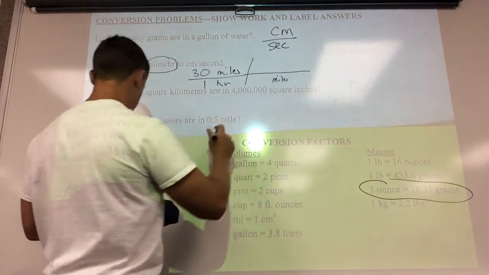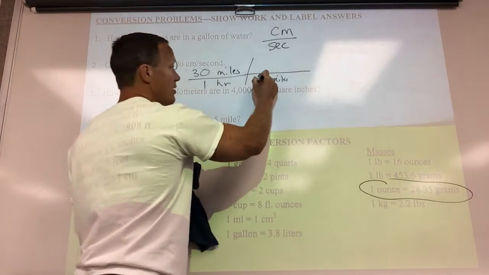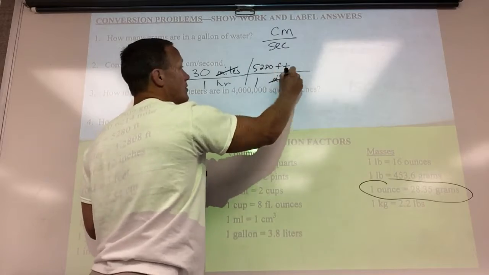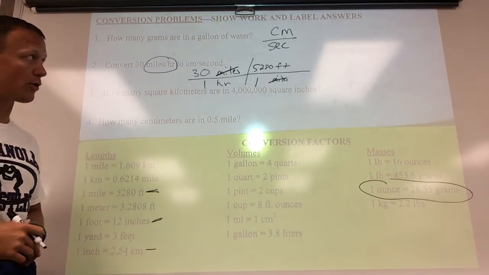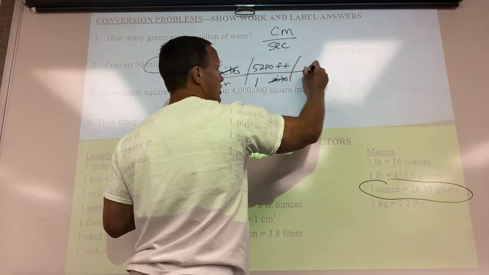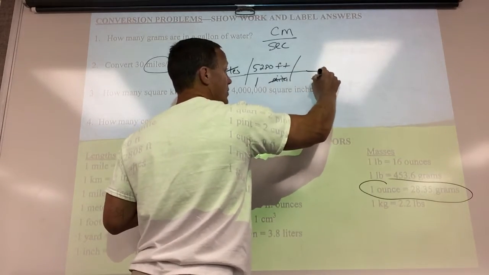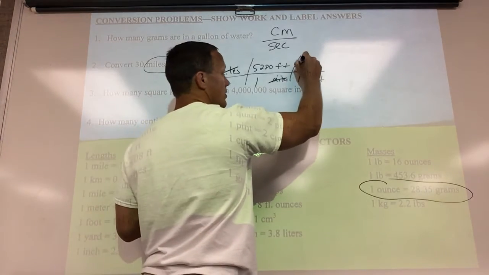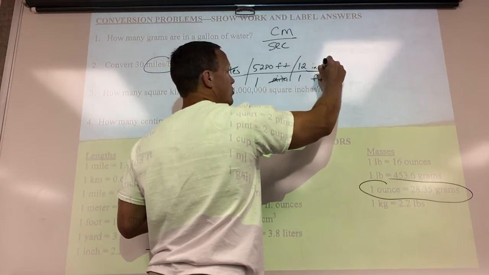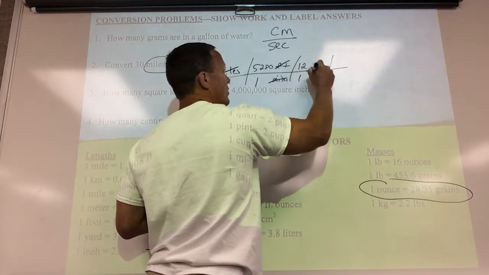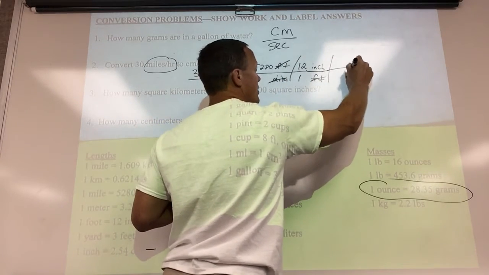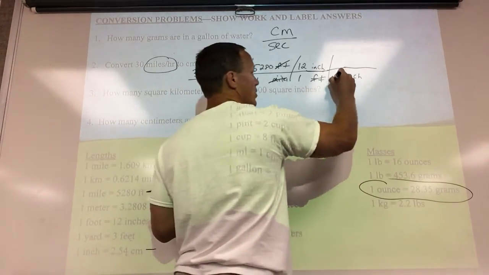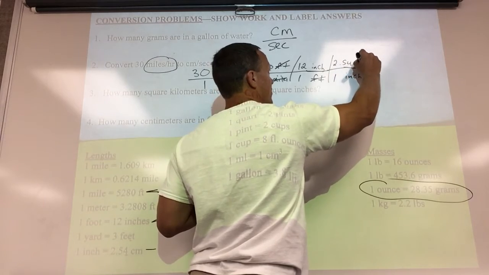So we can say that 1 mile is 5,280 feet. So 1 mile, 5,280 feet. Miles cancel. So right now we're at feet per hour. Again, label comes down here. From the bottom, 1 foot is 12 inches, so the 1 goes in the bottom. 12 inches on top. That cancels. Again, take our label down here. Inch in the bottom, and 1 inch is 2.54 centimeters. 1 inch, 2.54 centimeters.